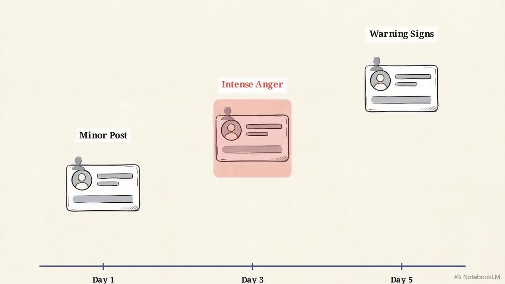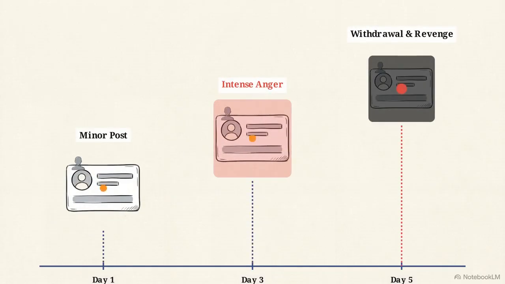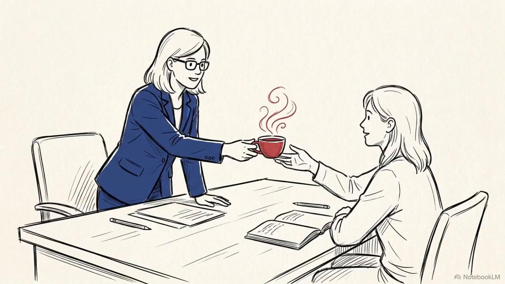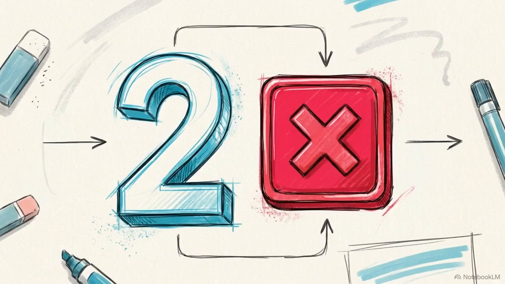We see a shift toward intense anger, withdrawal, or a fixation on revenge. Tracking these changes across several days helps identify when a peer's behavior trends toward a crisis. Recognizing these patterns early provides school staff and counselors with the window of time they need to offer support before the situation worsens. Step 2 is to pause and contain.